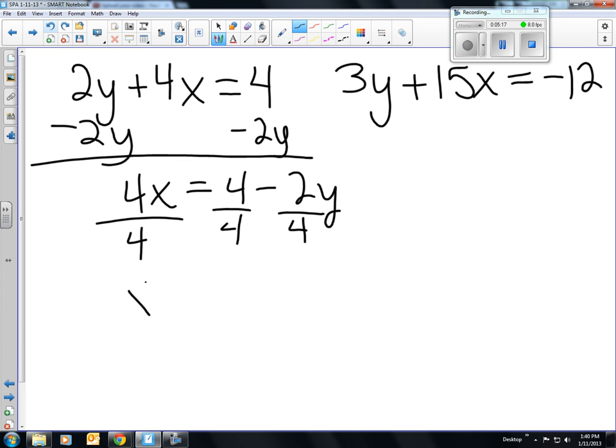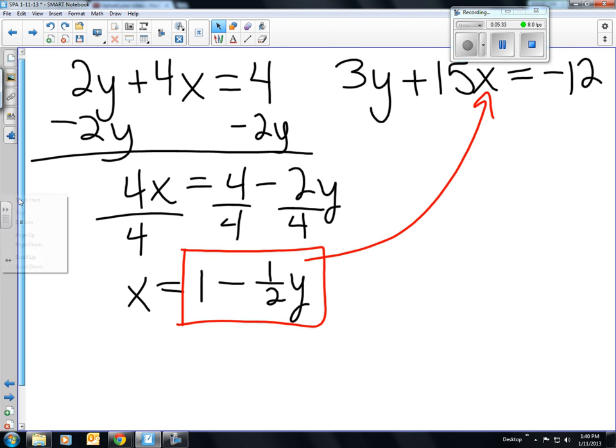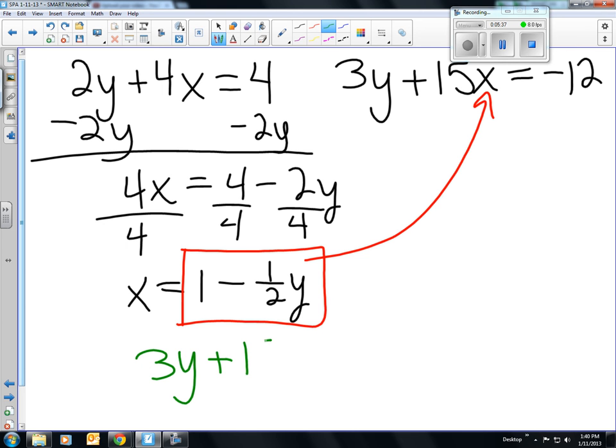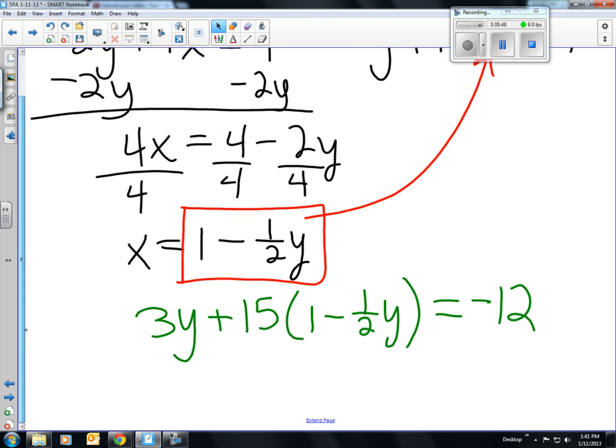And then you could say x equals 1 minus 1/2 y. Now what you would do is take this quantity for x and substitute it into this x in that equation. So you'd rewrite the equation 3y plus 15x as 3y plus 15 times the quantity 1 minus 1/2 y equals negative 12. And then you would go ahead and solve that equation for y.